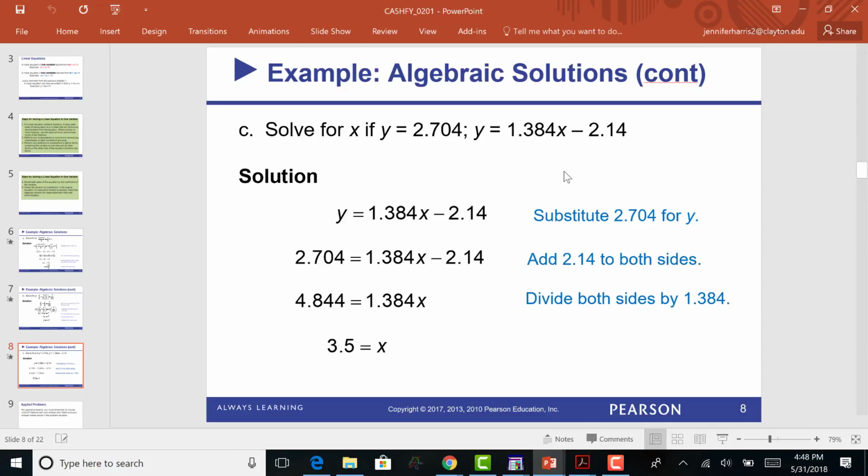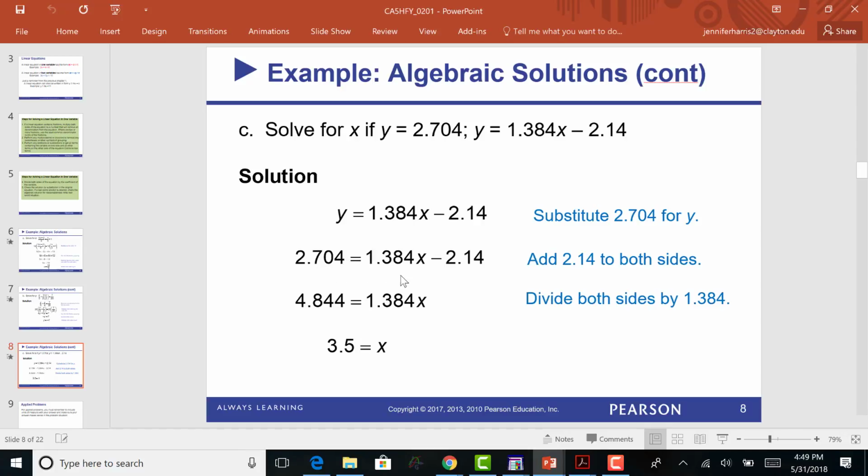Okay, so here is the last part of this particular solving of algebraic equations. In some cases, I'm going to tell you what one of the variables is, and then you just plug it in. So in this particular case, it says solve for x, which means get x by itself. And I'm going to tell you that y equals 2.704. So here's my equation, and I'm just going to replace that y with 2.704. So they gave you the y value and an equation, and now all they want you to do is substitute for y the 2.704.